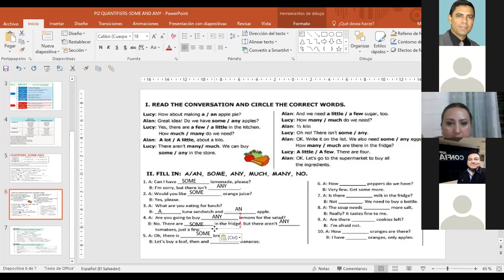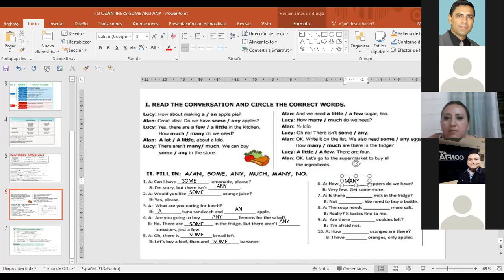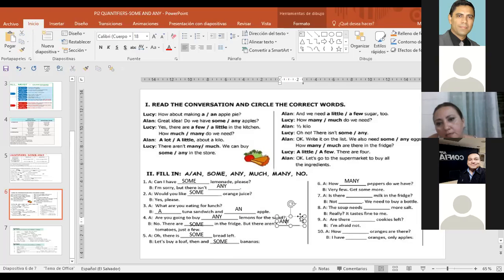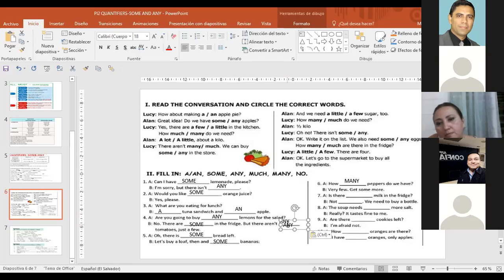And what about the other one? Let's buy a loaf and then some bananas. Very good. Okay, let's see the last part. How many peppers do we have? Many. Very good. What about the other? Very few. Get some more. Is there any milk in the fridge? Any, because it's a question.